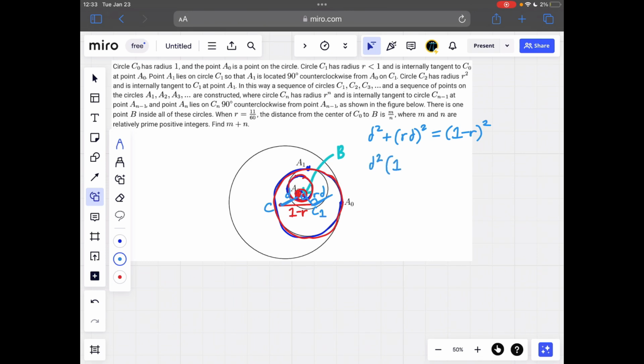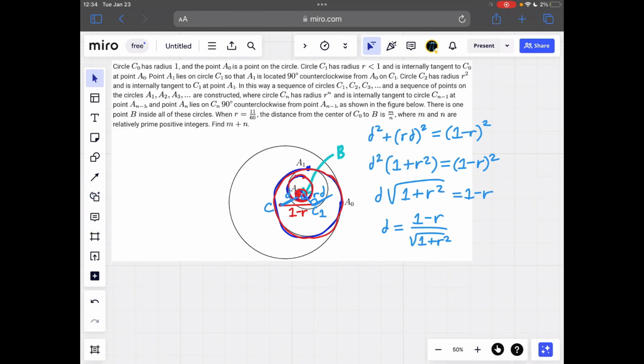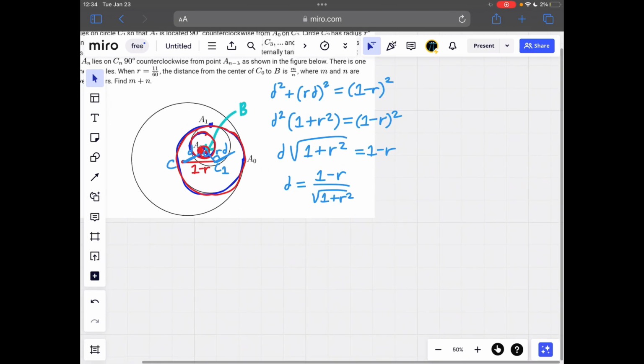So D squared times 1 plus r squared is (1 minus r) squared. Now square root both sides. We have D times the square root of 1 plus r squared is equal to 1 minus r. Therefore, D is equal to 1 minus r over the square root of 1 plus r squared. Now just plug in r equals 11 over 60 and we're done.